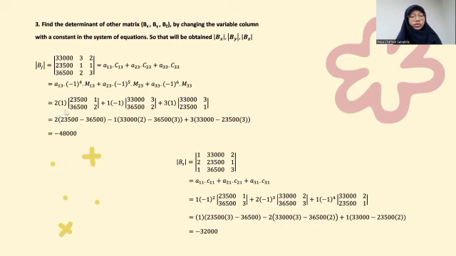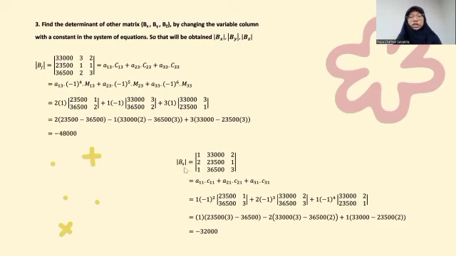And to find the determinant, we still use cross multiplication like this, and we calculate all of the formula that we have, and it equals minus 48,000.